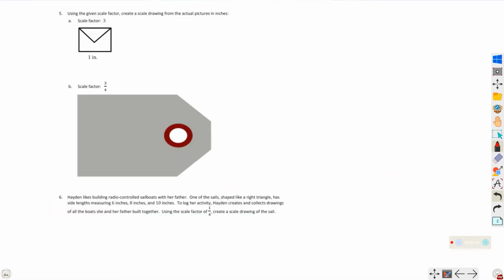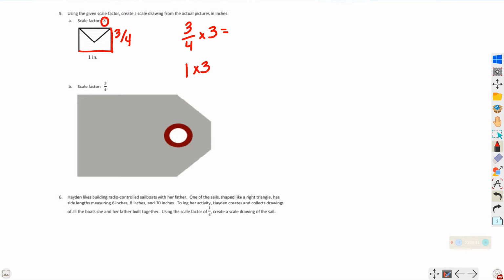For number 5, it says, using the given scale factor, create a scale drawing from the actual picture in inches. So what we're going to do is we're going to take the dimensions and we're going to multiply by our scale factor. If you look at the height, I believe the height of this picture is 3/4 of an inch, if you were to measure it with your ruler. So when we change those to the scale drawing, we need to multiply by 3.